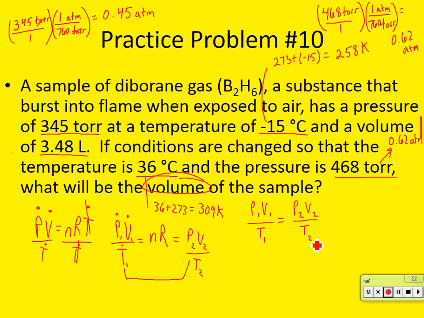Okay. Are we good with that part, guys? Yeah. I hope so. Now let's plug in what these variables were. What was pressure initially? Wasn't it the 0.45 ATMs? Okay, so 0.45 ATMs. What was volume initially? 3.48 liters.